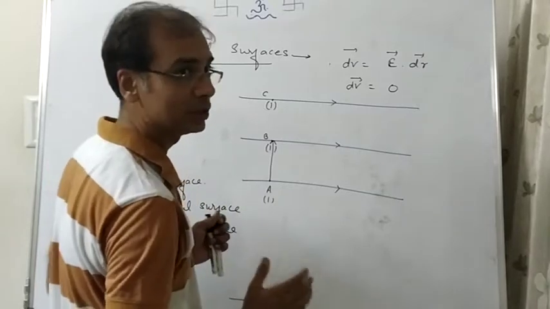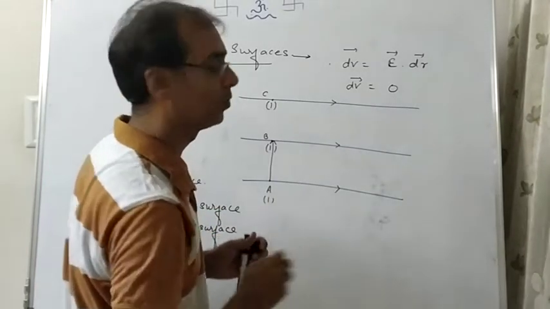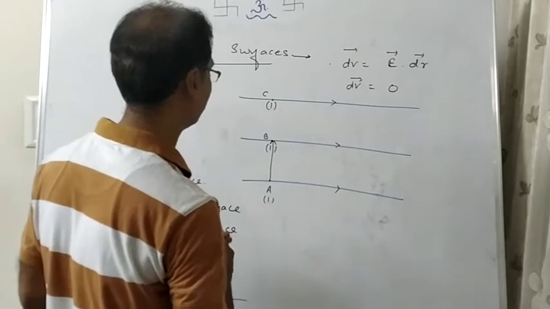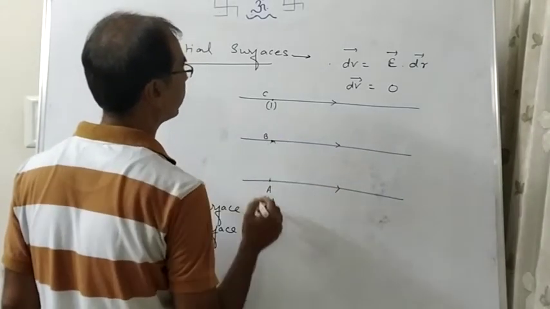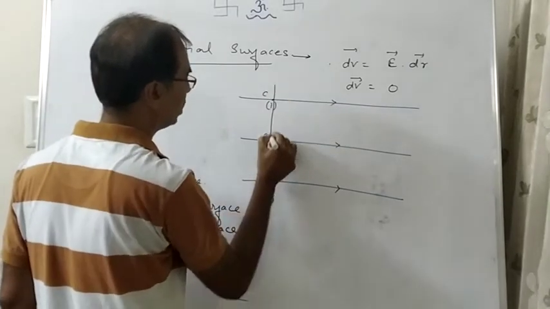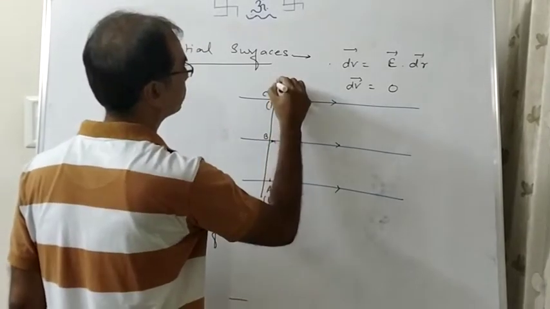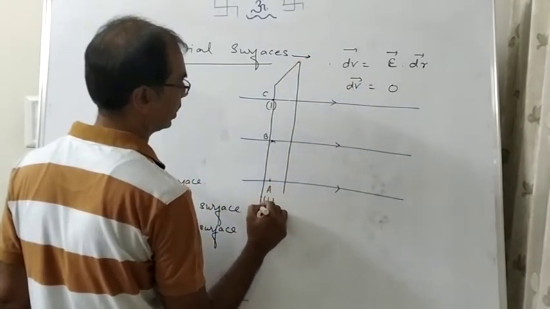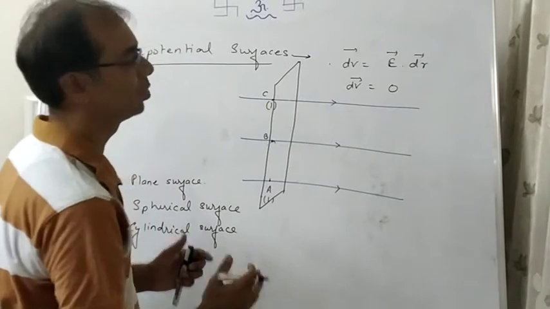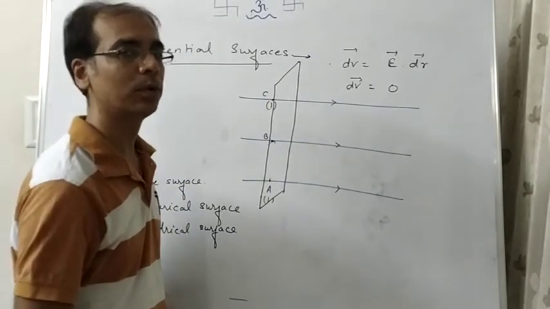Now what we have to do is combine all this to make a wavefront. How will the wavefront be? Just see. Okay, I am making a wavefront. So I am joining all these three points and making a plane surface, something like this. So all the points on this plane surface are at the same potential.